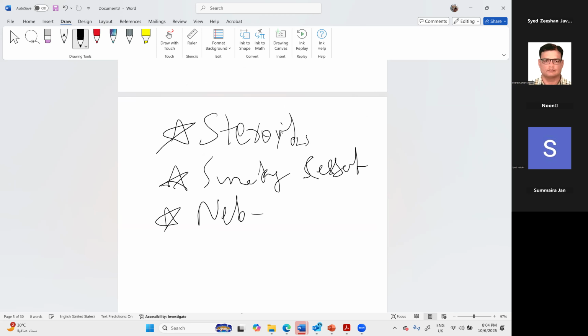Nebulizations. So try to be very specific, like steroid. We can give a course of steroids. Okay, this is one. Smoking cessation, bronchodilators, nebulization with the bronchodilators or steroids. What else?